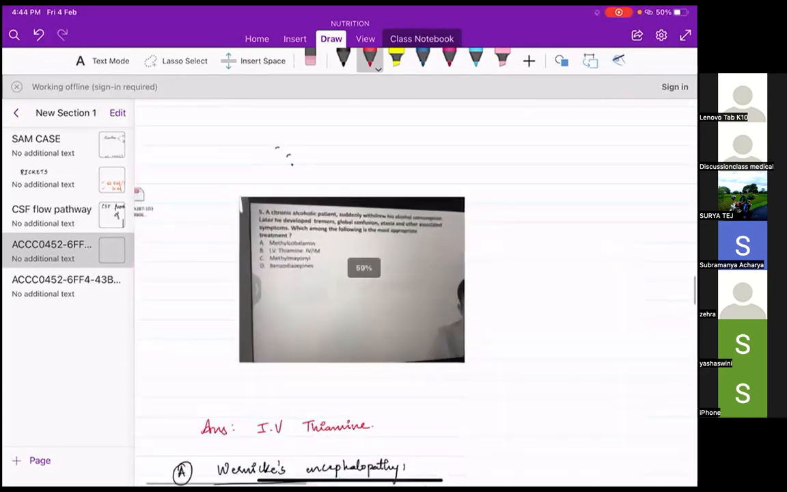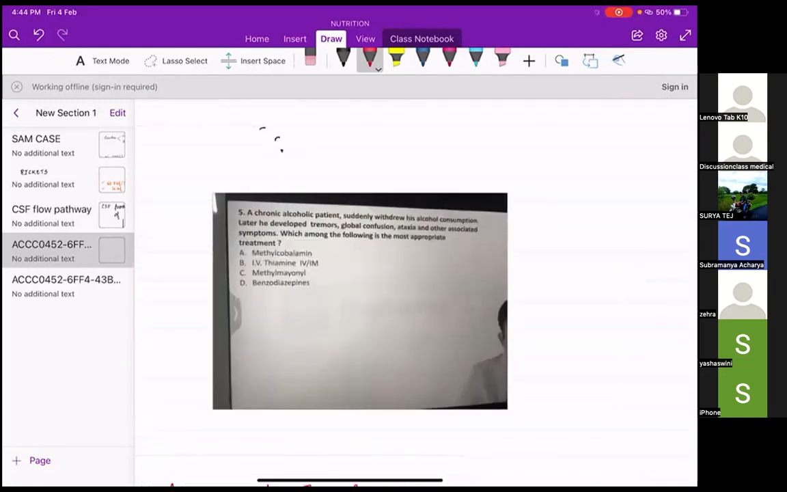Then next question: a chronic alcoholic patient suddenly withdrew his alcohol consumption. Later, he developed tremors, global confusion, ataxia, and other associated symptoms. Which among the following is the most appropriate treatment? So what is he presenting with? Tremors, global confusion, ataxia, and other associated symptoms. The options are methylcobalamin, IV thiamine, methylmalonyl, or benzodiazepines. The answer here is IV thiamine.